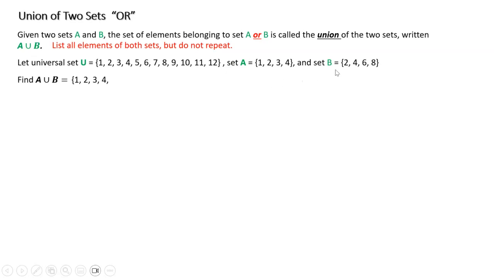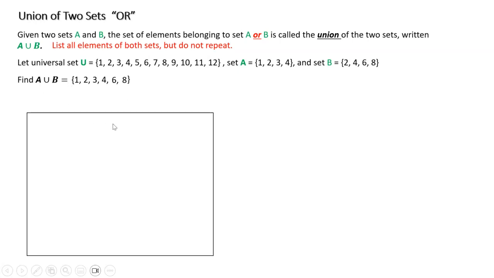Now you're going to go to set B. If the element in set B is already listed, you don't write it again. For example, is the 2 in set B already in the set? Yes, it is, so we don't write it again. How about the 4? The 4 is already there, so we don't repeat it. Is the 6 there? No, so we're going to put the 6. Is the 8 there? No, it's not, so we're going to put the 8. So that's my answer, guys. That's how you represent A union B.